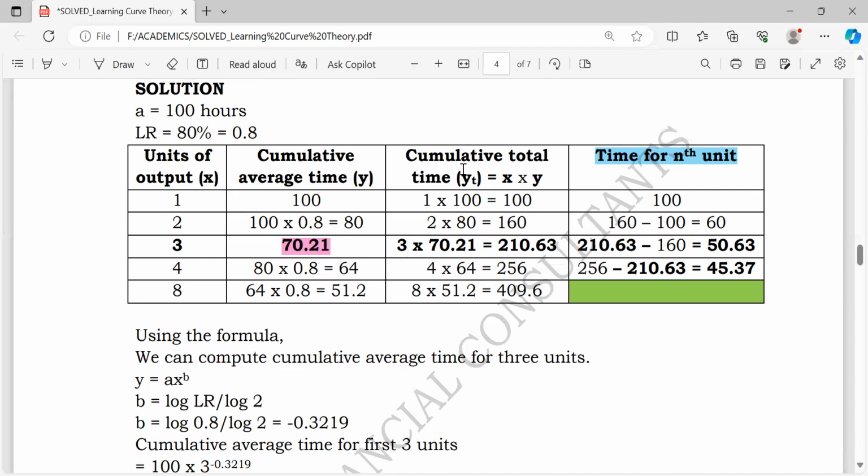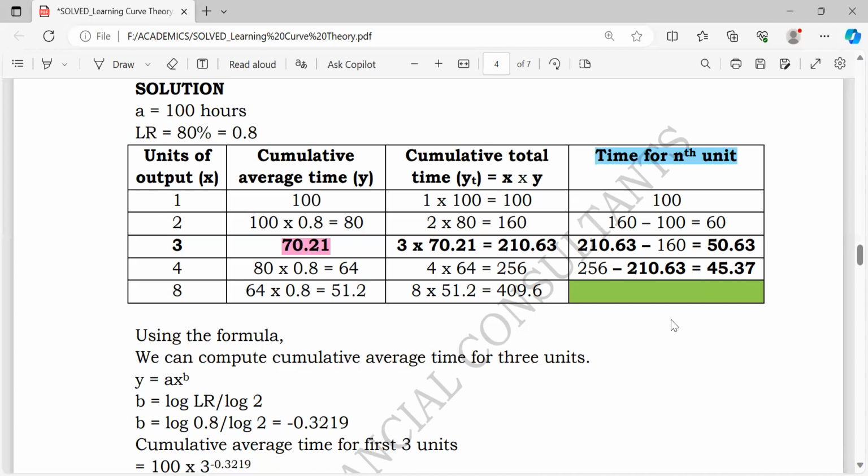All right, so the cumulative total time for 3 units would be the average time for 3 units times 3. So 3 times 70.21, you would have 210.63. Now you are very much comfortable to obtain the time for the third unit. You just take the total time for 3 units minus the cumulative total time for 2 units. So 210.63 minus 160, I would arrive at 50.63. If you need the time for the fourth unit, you take the total time for 4 units, which is 256, minus the total time for 3 units, which is 210.63, and you would arrive at this value.